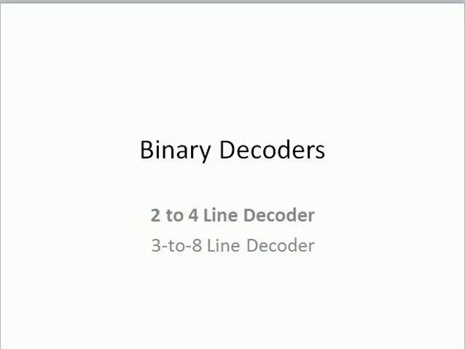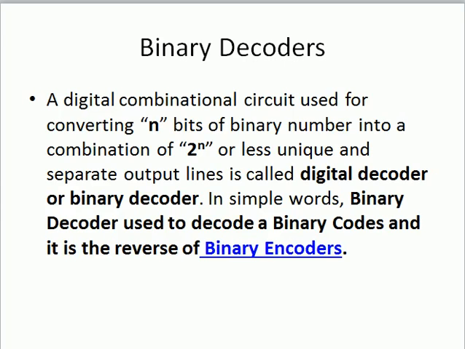Students, today the topic of discussion is binary decoders. First of all we will see what binary decoders are, and after that we will see the types of decoders, in which we will discuss the 2 to 4 line decoder, the 3 to 8 line decoder, and also the 4 to 16 line decoder. So first of all we will see what the binary decoder is.